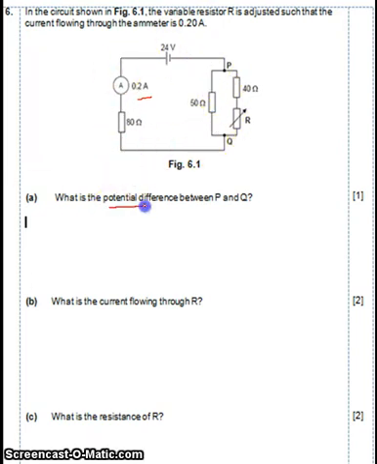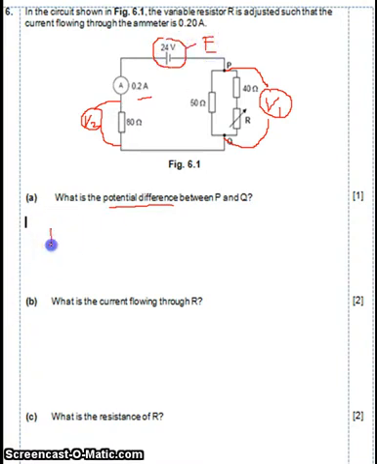The question over here, part A, asks about the potential difference between P and Q. So what it means is that if I have got a voltmeter over here, and let's say that this is V1, and over here if I've got another voltmeter, and let's call this V2, and this being the EMF, I'll call this E. The relationship between these will be as follows: E is equal to V1 plus V2.